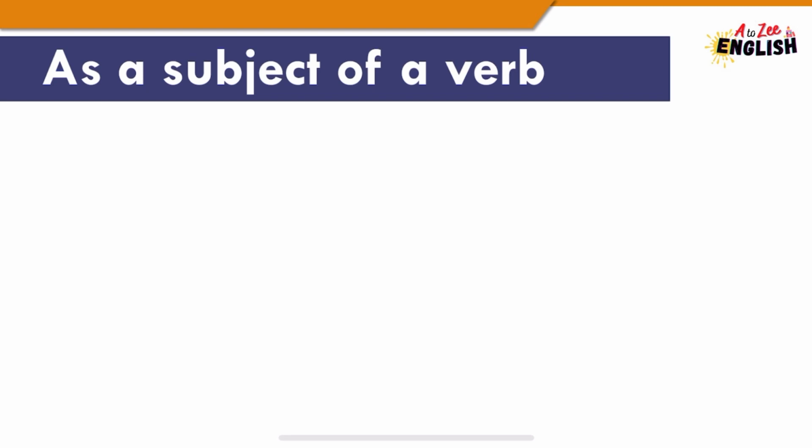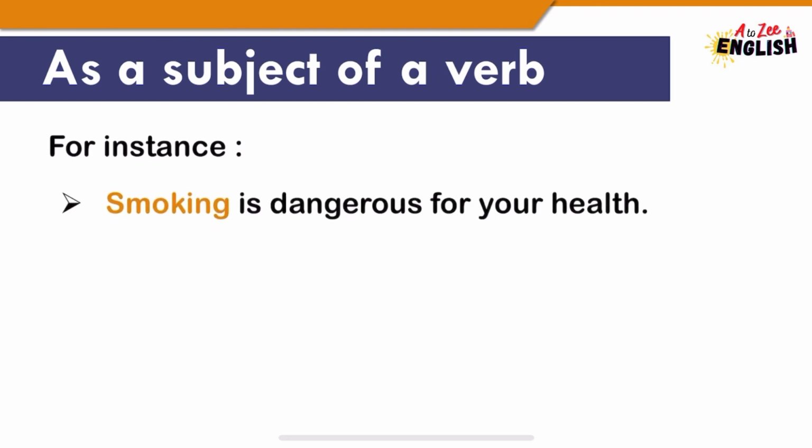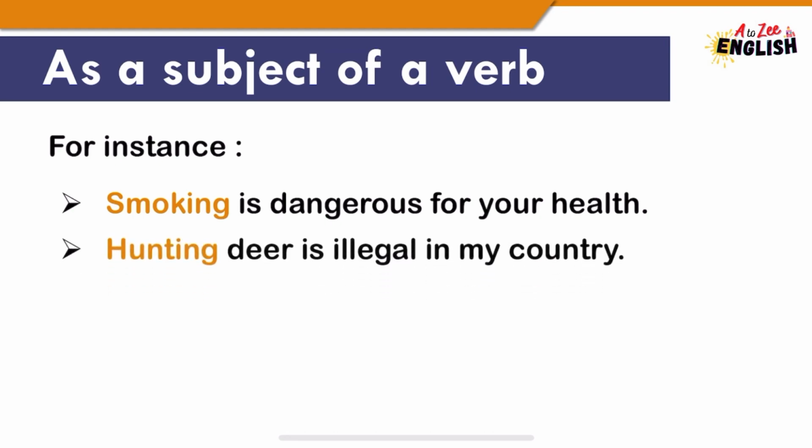Where do we use a gerund in a sentence? The first use is as the subject of a verb. We can use a gerund as a subject. For instance, smoking is dangerous for your health. Smoking is a gerund. We use smoking as the subject of the verb is. Hunting deer is illegal in my country. Here the same, hunting is used as a subject in the sentence.